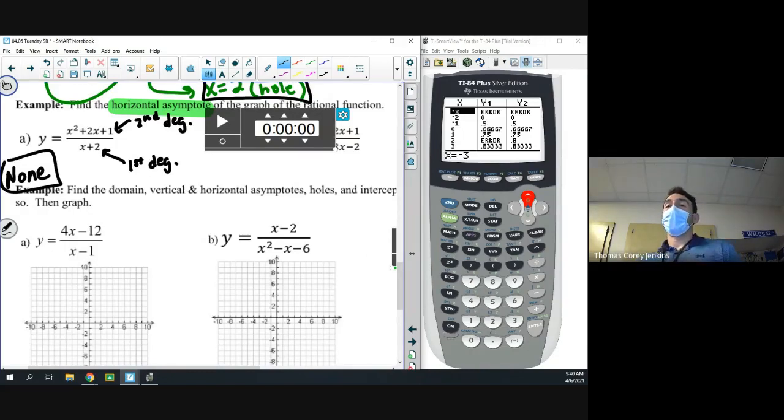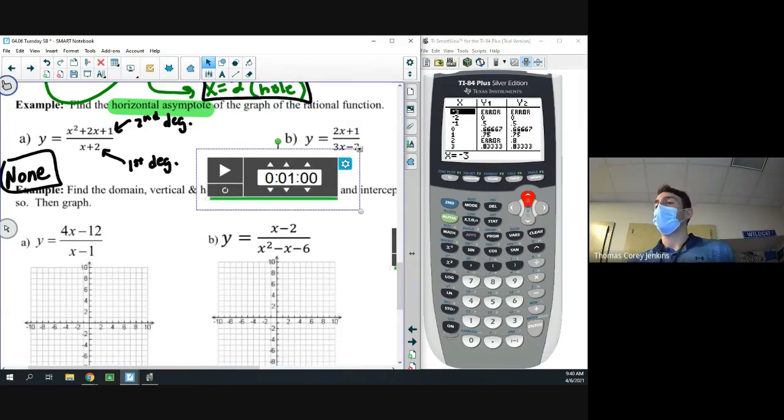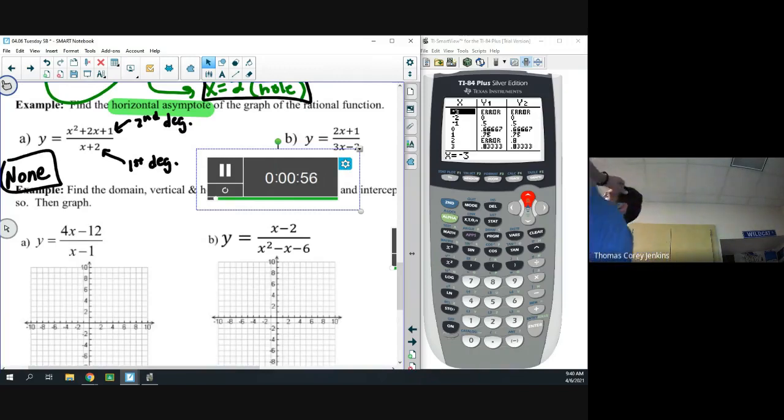I'm going to have you guys try the next one. You'll have to reference the table because we have a different scenario there. Looks like we have a first degree over a first degree. So try to find any horizontal asymptotes, if there are any, if it can be found.